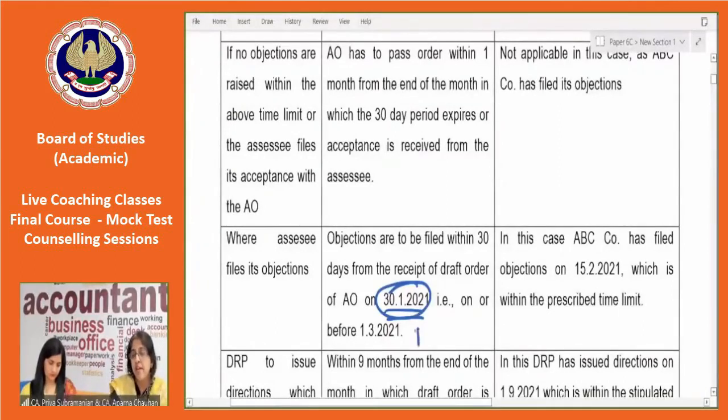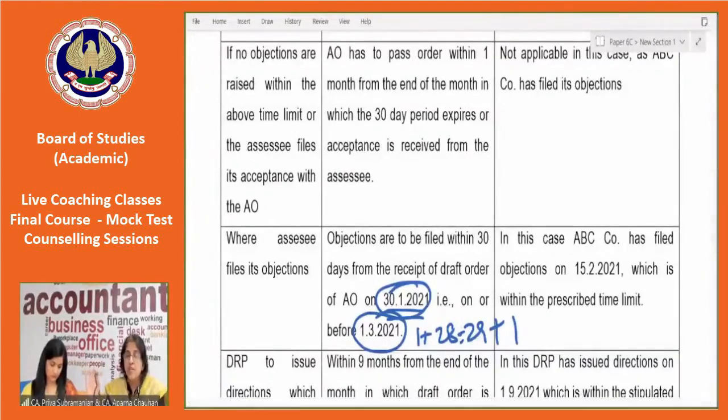One more day I have in January. I have 28 days in February. Now it comes to 29 days, plus one more day I have, 1st March. So on or before 1st March I have time to file the objections. ABC Company Limited has filed it on 15/2/2021, so that is before 1/3/2021. So it is within the prescribed time limit.